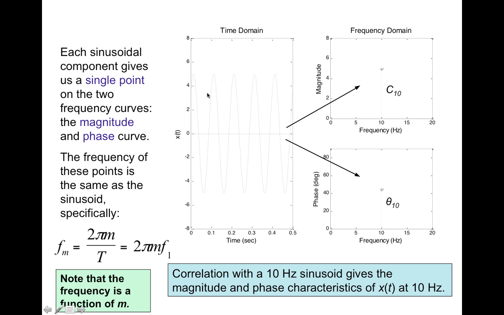So here's an example of a single sinusoid with frequency 2 pi mf. In this particular case, this is a 10 hertz sinusoid. By correlating that with 10 hertz, we get in the frequency domain a magnitude that is centered at 10 hertz and doesn't really have any signal width because it's a perfect correlation. In the phase, we also get a phase that shows up at 10 hertz as well.